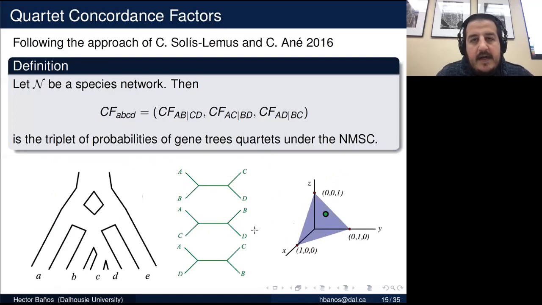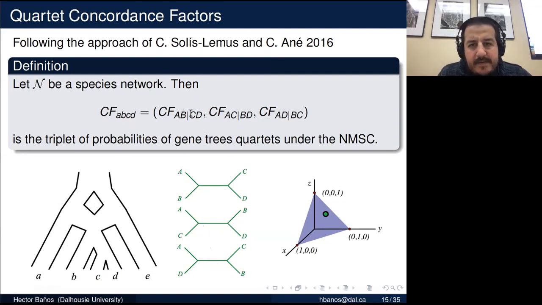This is the idea behind our approach. As mentioned, following Claudia and Cécile, what we use are quartet concordance factors. A quartet concordance factor is just a triple of probabilities of gene trees under the network multispecies coalescent. Briefly, you have a network, and the first entry is the probability that you can embed this quartet tree in a gene tree sampled from it. Informally speaking, suppose you have an infinite sample: this would be the frequency of trees where you can embed this one, the frequency where you can embed this one, and the frequency where you can embed this one.